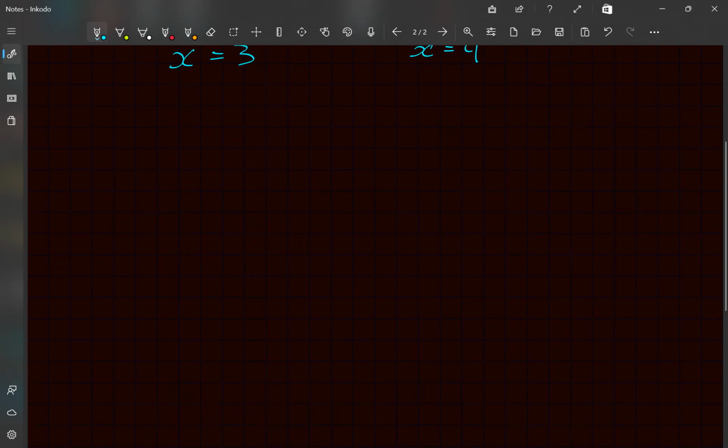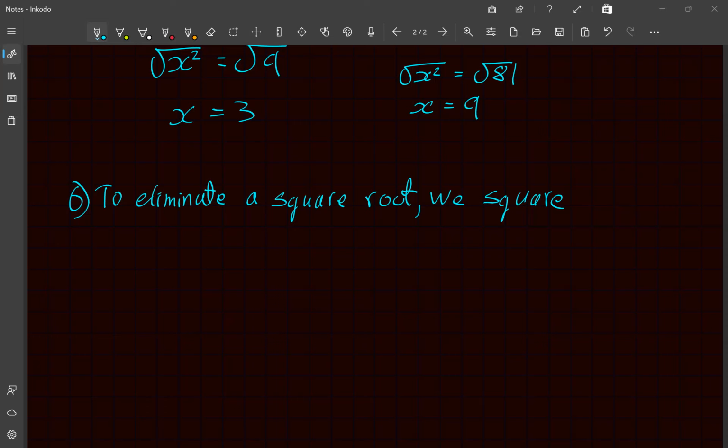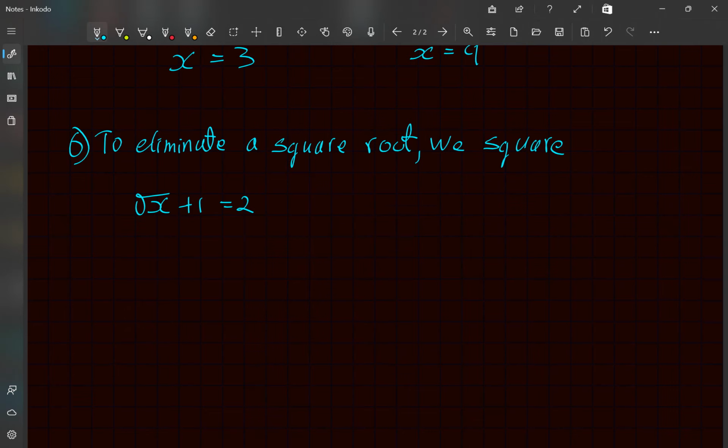Okay, and lastly, let's see how we eliminate a square root. I'm sure you've seen the pattern by now. So to eliminate a square root, we go ahead and square. Say we had the square root of x plus 1 is gonna be 2. Okay, so before I deal with the square root, I need to get rid of this plus 1. So I would minus 1 from both sides.